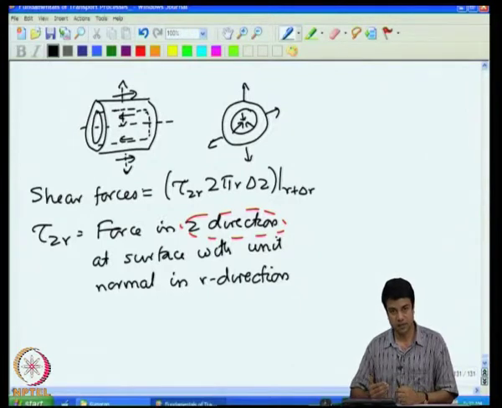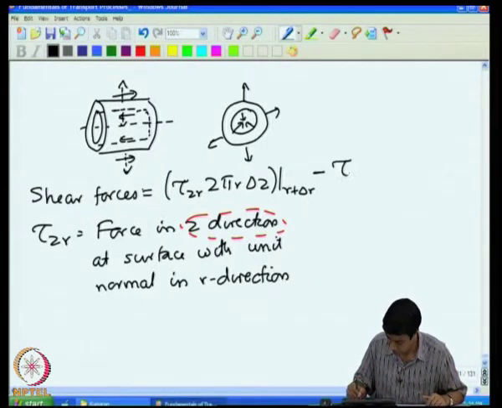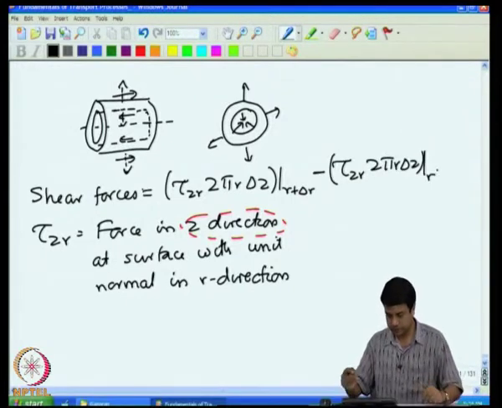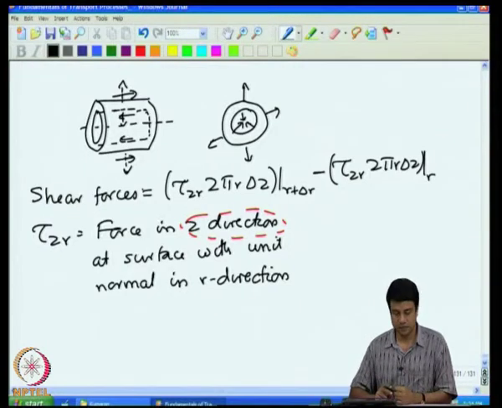Therefore, the force acting along the inner r direction is going to be equal to minus tau z r into 2 pi r delta z at r. Okay. So, this is the force acting on the surfaces, the outer and the inner cylindrical surfaces for this differential volume.